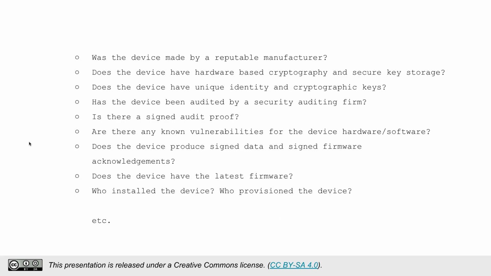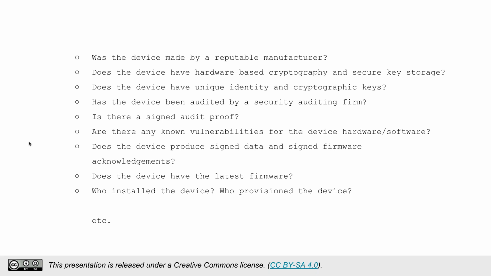So you can ask questions like, was this device made by a reputable manufacturer? Does the device have hardware-based cryptography and secure key storage? Does the device have a unique identity, cryptographic keys? Has the device been audited? Was the audit proof signed, or is somebody just making a web claim that they audited this? Are there known vulnerabilities? Was there a known vulnerability discovered yesterday? If so, the trustworthiness of that device today is less than it was the day before yesterday.